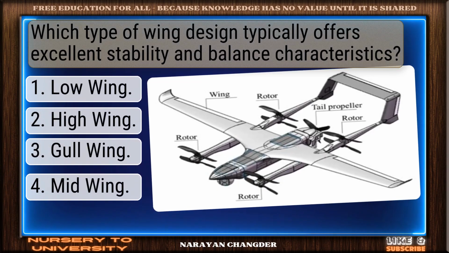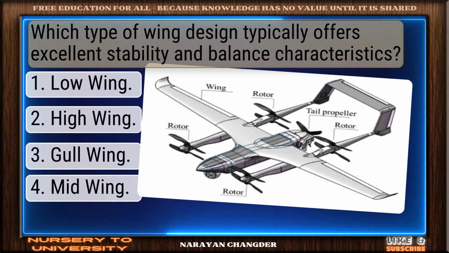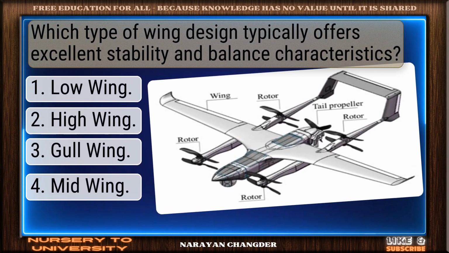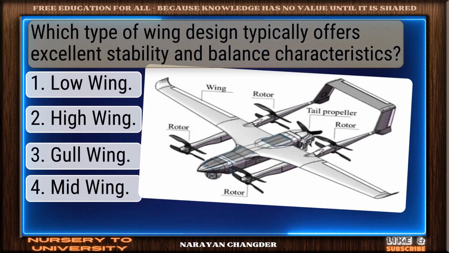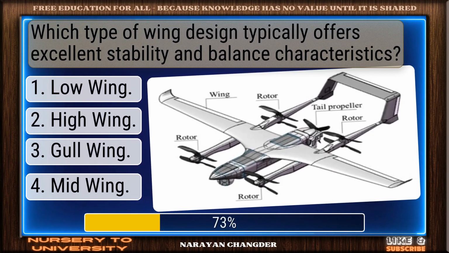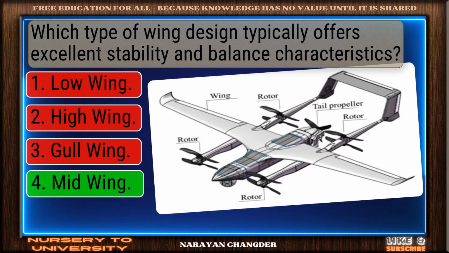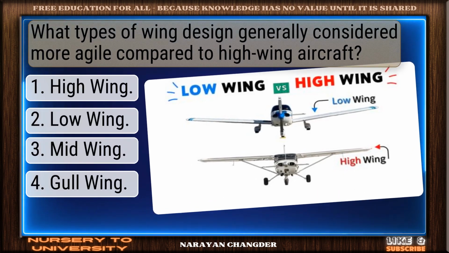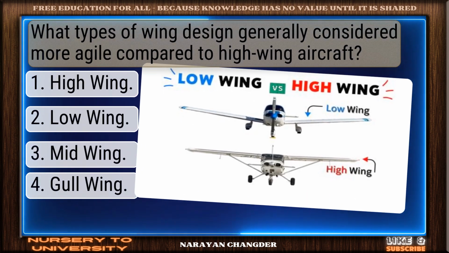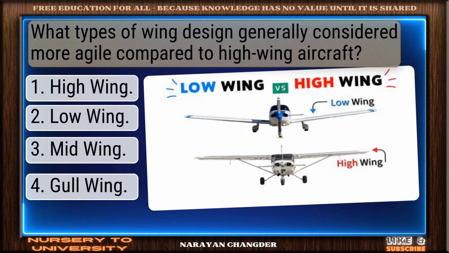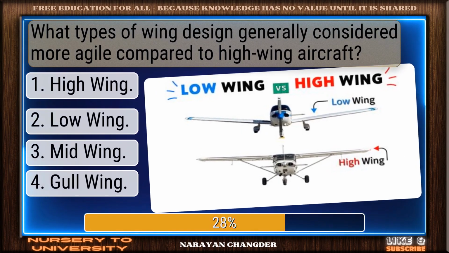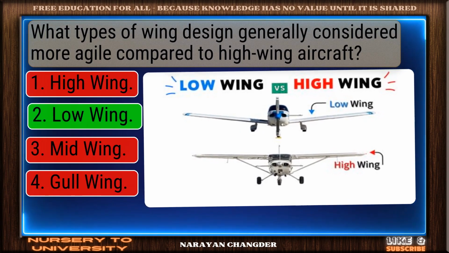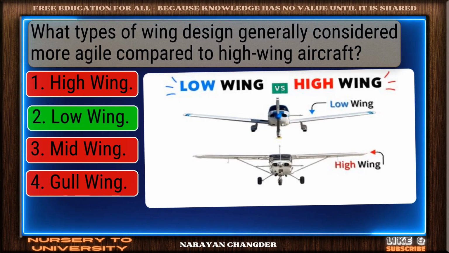Which type of wing design typically offers excellent stability and balance characteristics? Right choice. Mid-wing is the best answer. What types of wing design are generally considered more agile compared to high-wing aircraft? Valid point. Low wing is true.